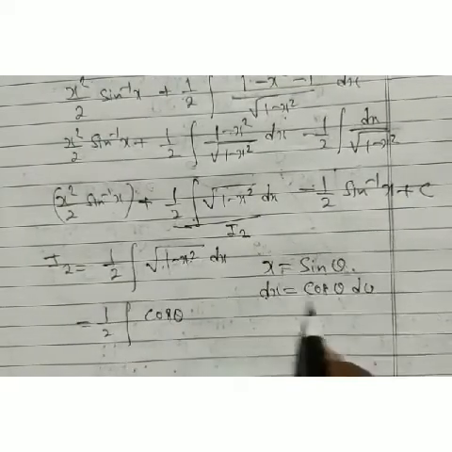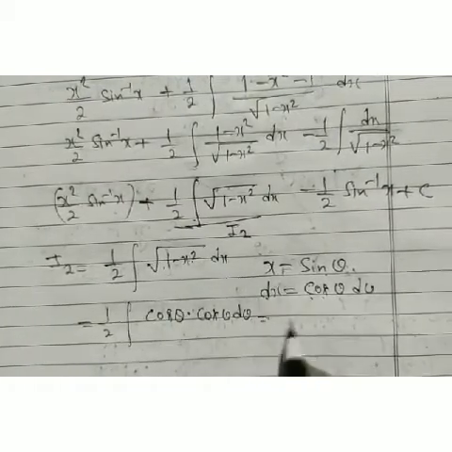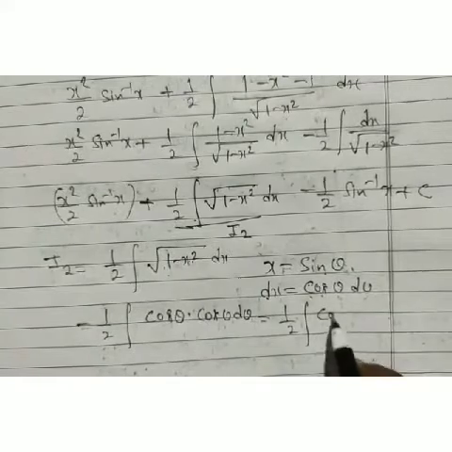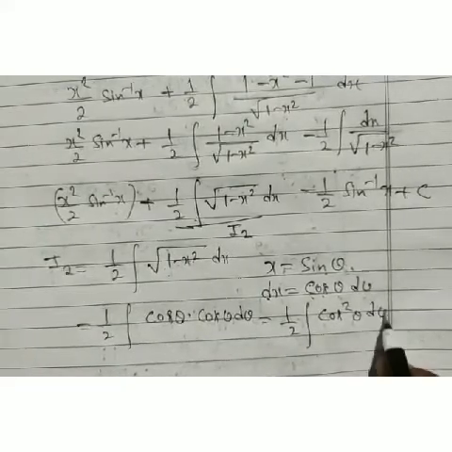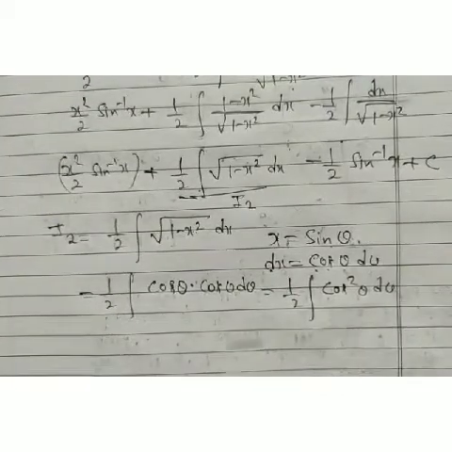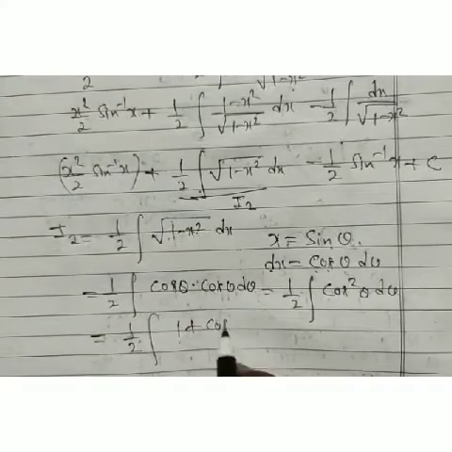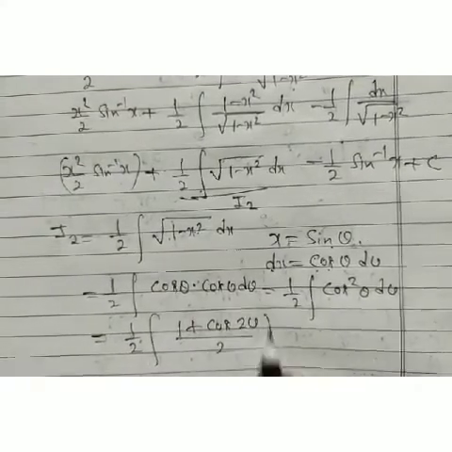From here again dx is changed to cos theta d theta. Then what we have is 1/2 integration of cos square theta d theta. Now again we have to use our trigonometric identity. Our cos square theta is changed to 1 plus cos 2 theta by 2.